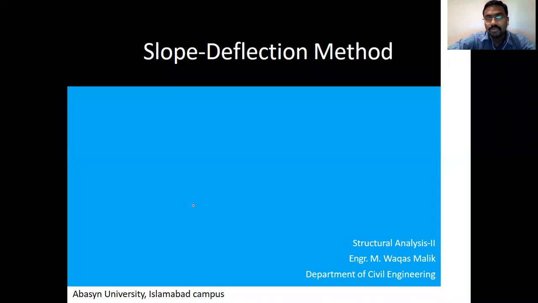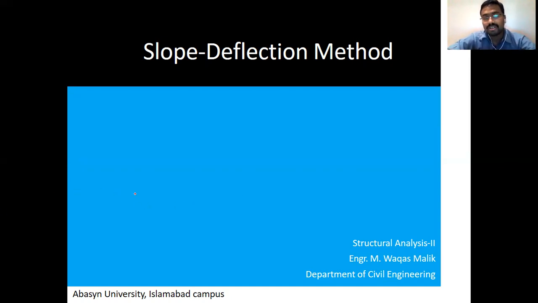In the second part, we will discuss the application of the slope and deflection method for beam structures. And in the last part, we will discuss how the slope and deflection method is applied to frame structures, along with some basic examples of applying that method in solving these structures.